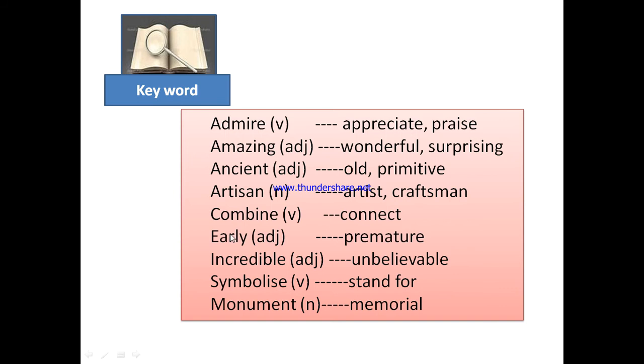Early, taratari. You know, early means taratari. But here in this text, early is used as premature, mane khub alpo boyoshi. It is an adjective. Synonym is premature. Incredible. Adjective. Incredible means obishasho. Unbelievable. Symbolize, pratik hishebe darkarano. It is a verb, stand for. Monument, sriti stambho. It is a noun. Memorial. If you want to write down the words, you can.